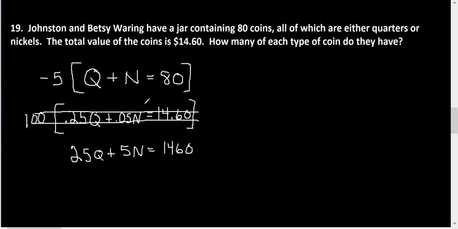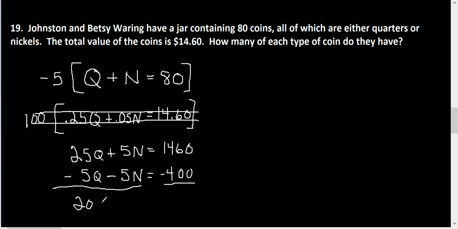If I multiply it by -5, then I'm going to have -5Q minus 5N. That equals -5 times 80, which is -400. So I've got 20Q, nickels are gone, that equals this, 1060.